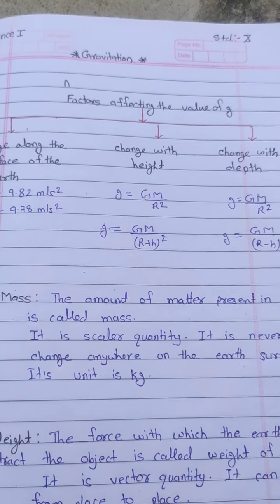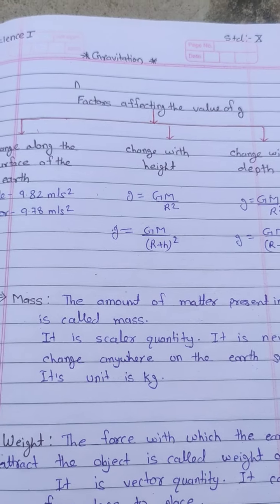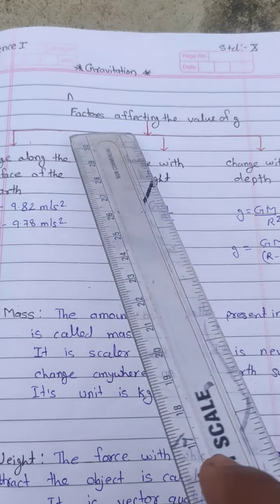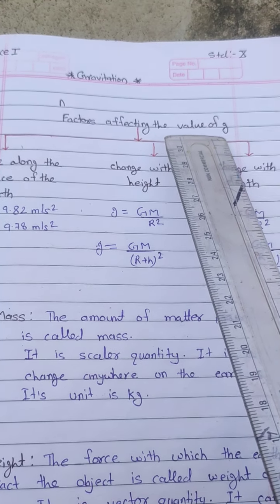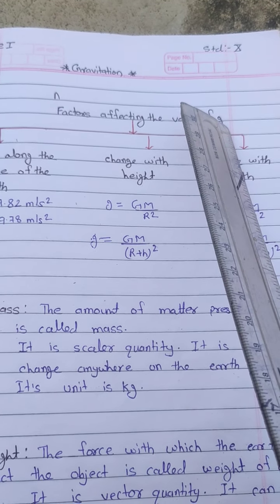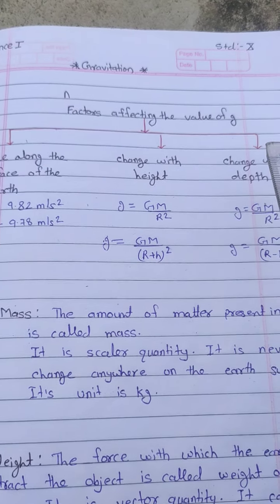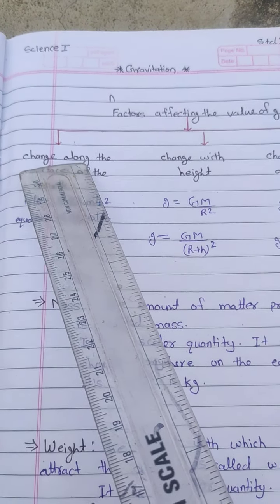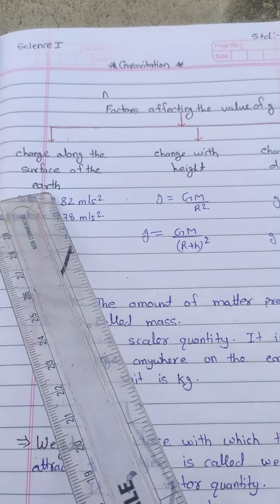Now today we are going to another topic of the lesson. The first one is factors affecting the value of g. g means the gravity of the earth. In that, three factors are there. The first one is change along the surface of the earth.